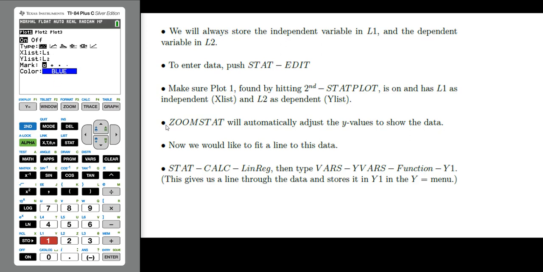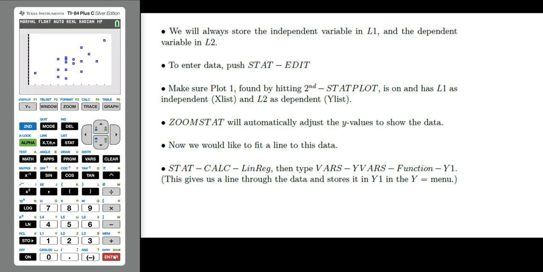And then in this bullet here it says zoom stat will automatically adjust the y values to show the data. So if you go to the zoom button and go down to zoom stat, number 9, then it'll automatically zoom in on the right spot of the graph for you. All right, so this data here, it's kind of scattered there. It seems like a line would be reasonable to fit to that data. I don't see any kind of curving happening. So when they told us to make a linear model for it, I think that was wise.